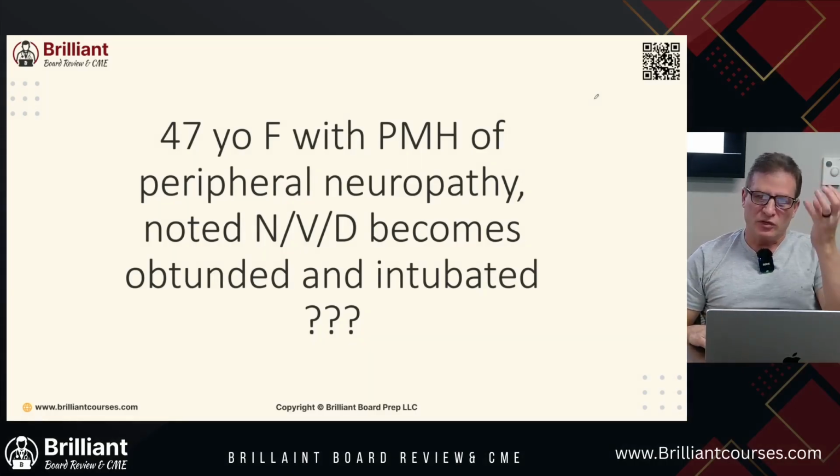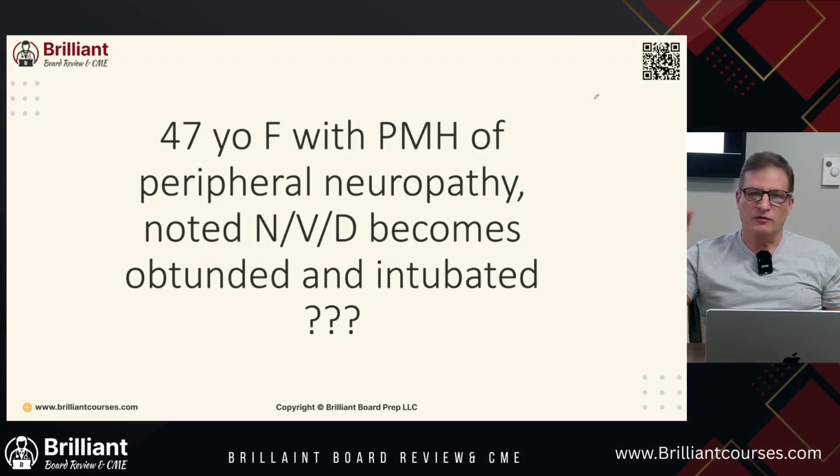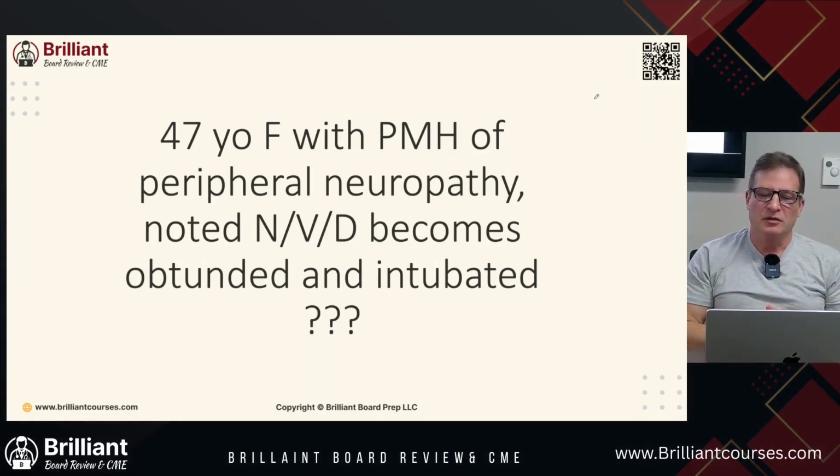Does our kidney function get better or worse when we have nausea, vomiting, and diarrhea? Well, first of all, she has decreased intake. She's not taking or eating things. So decreased intake, and then she's having increased output because of this increased nausea, vomiting, and diarrhea. And she becomes obtunded and intubated.